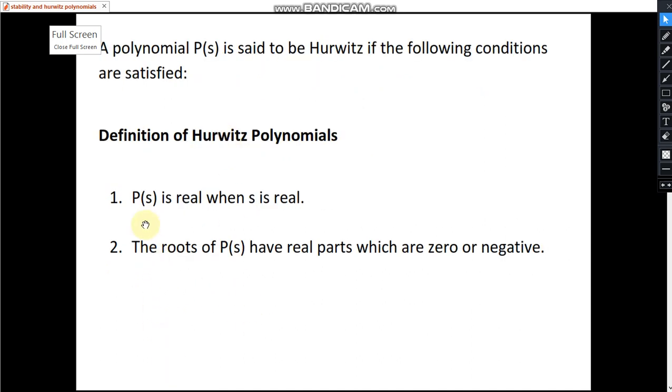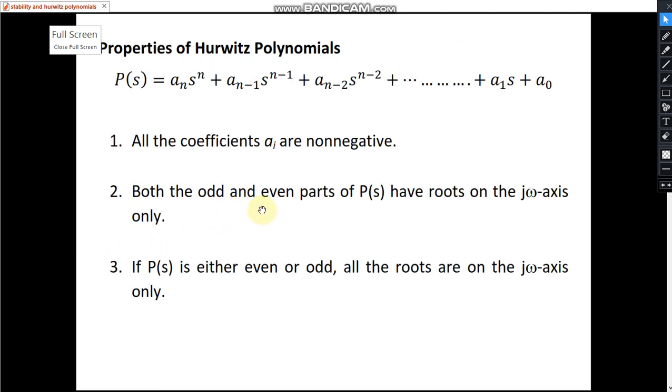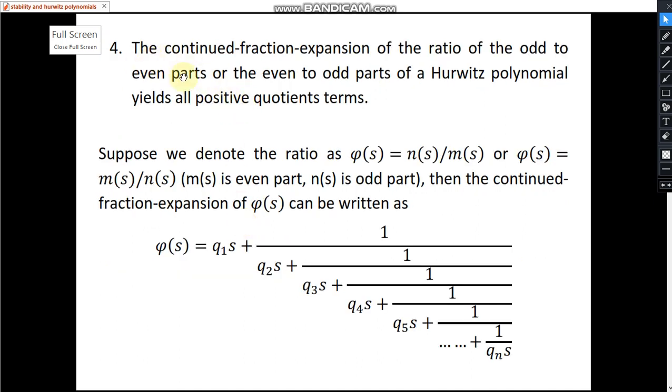One set of sufficient conditions is this, condition number 1, condition number 2. If both of them are satisfied, then there is no further need of testing. We can directly say that the polynomial is a Hurwitz polynomial. But if these conditions are not satisfied, then we have to go for other sufficient conditions. One sufficient condition is this: the continued fraction expansion of the ratio of the odd to even parts, or the even to odd parts, of a Hurwitz polynomial yields all positive quotient terms. Okay, so very minutely we have to analyze this statement.